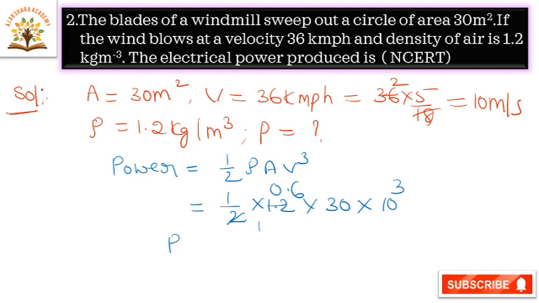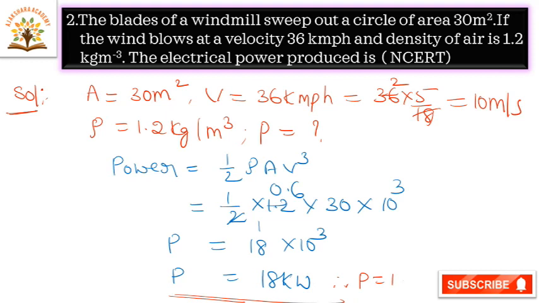So power P is equal to, we are getting 18 into 10^3, or P is equal to 18 kilowatts. This is the final answer. So therefore power P is equal to 18 kilowatts. Okay. Now next we will go to the next.